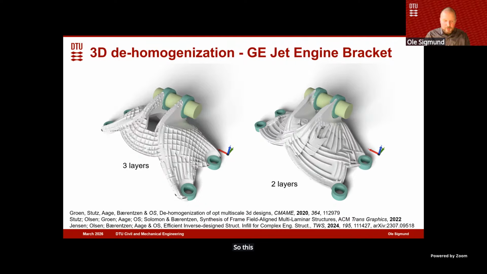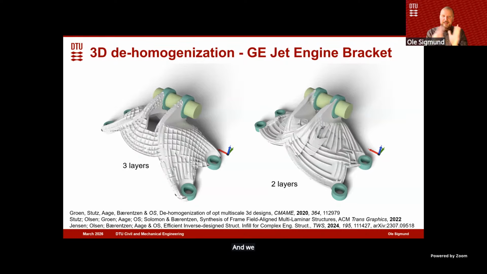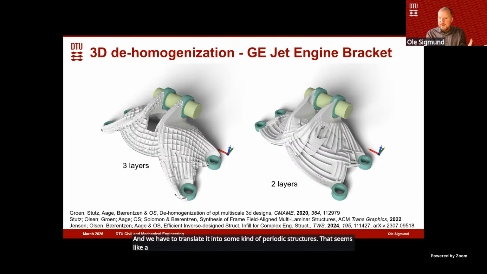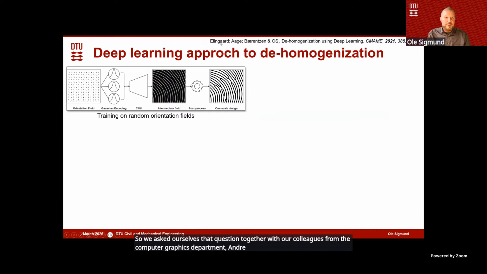So this was one approach. It works very nicely, but there is the thing, you have to solve these auxiliary fields. And also you could say, hey, isn't this something where we could maybe use AI or some deep learning? Because we have a stress field and we have directions, and we have to translate it into some kind of periodic structures. So that seems like a fairly trivial task that can be trained. So we asked ourselves that question together with our colleagues from the computer graphics department, Andreas Berntsen and Martin Ellinggaard.